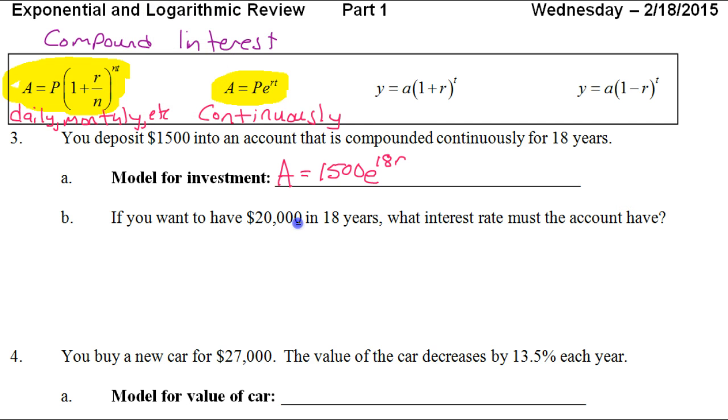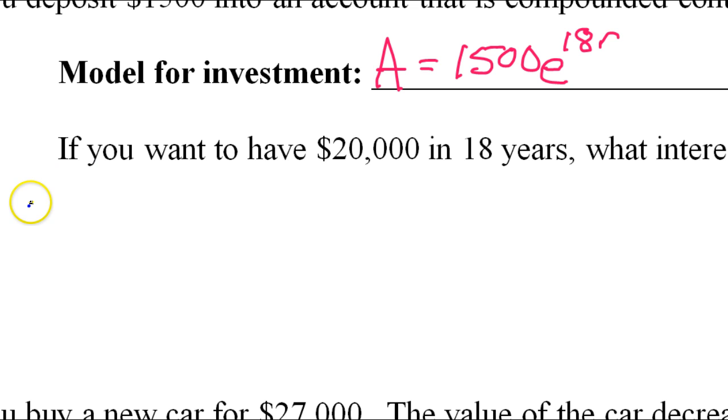So where does this $20,000 go in the formula? Obviously it's not the rate. In fact, it says what interest rate, so we're looking for r. So it must go here, which makes sense because this is the amount that we're going to have sometime later, 18 years later. So putting the 20,000 right here, we have 20,000 is equal to 1,500 times e to the 18r power. So it's just a matter of solving this equation for r.